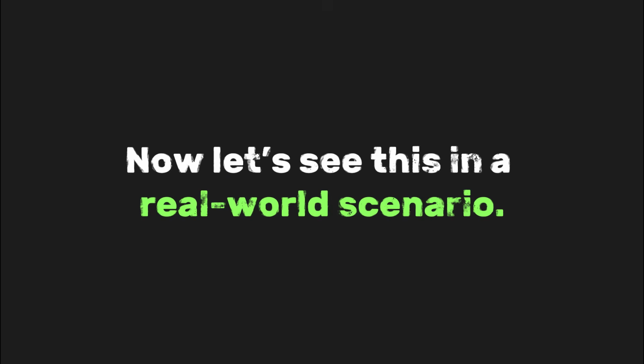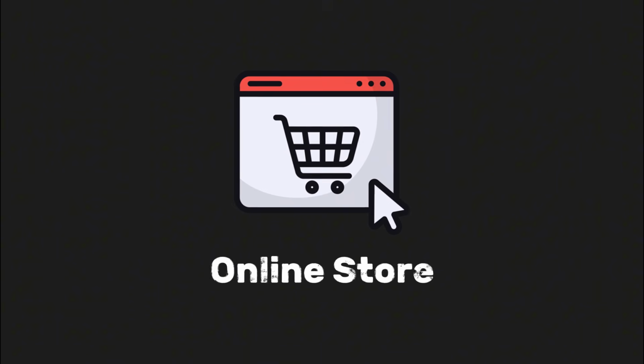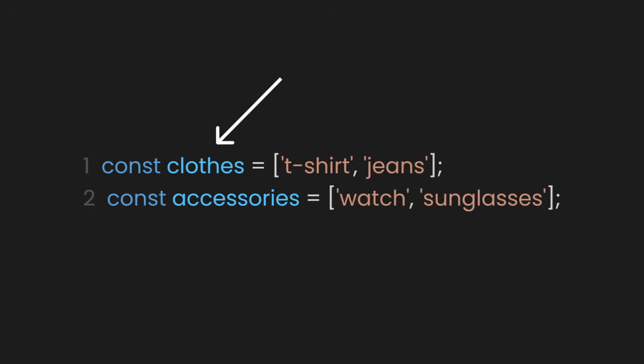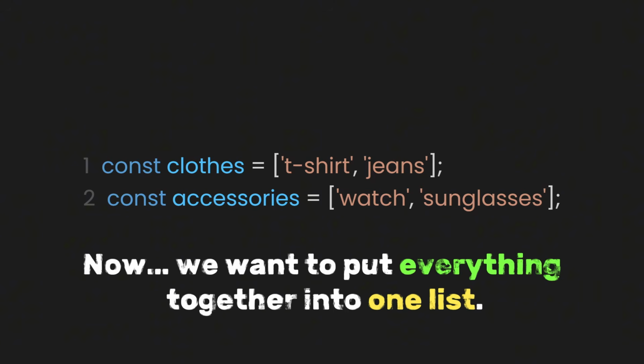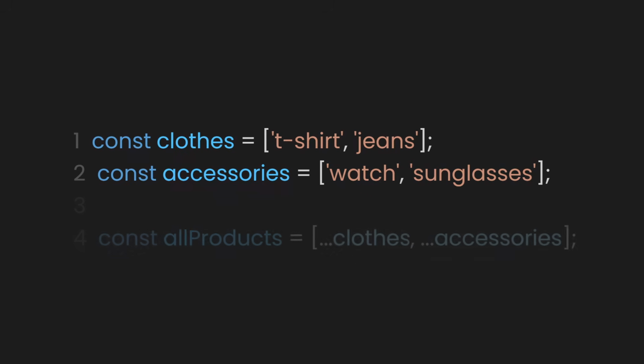Now let's see this in a real-world scenario. Imagine you're building an online store. We start with 2 arrays. One is called clothes, and it has t-shirt and jeans. The other's called accessories, and it has watch and sunglasses. Now, we want to put everything together into one list. Here's where the spread operator comes in.